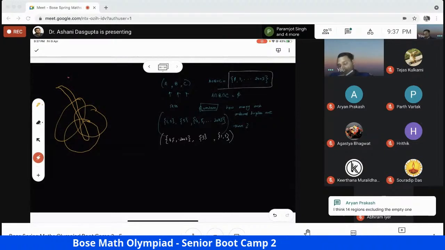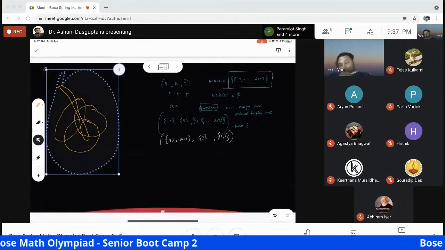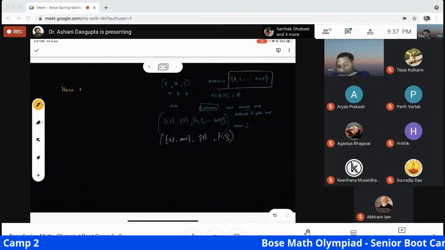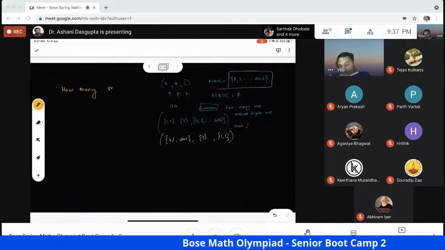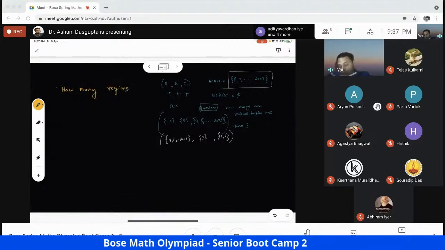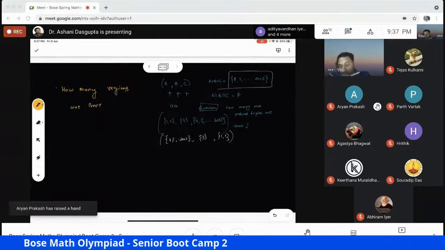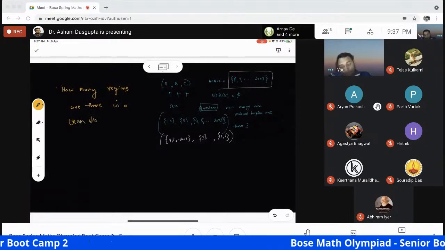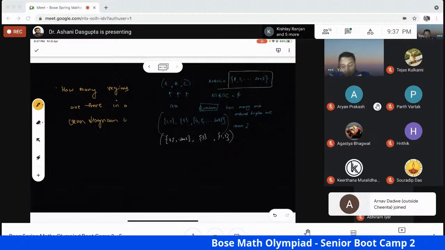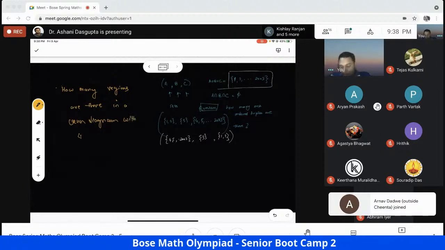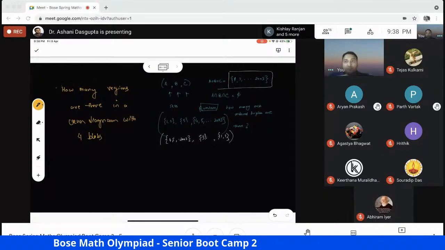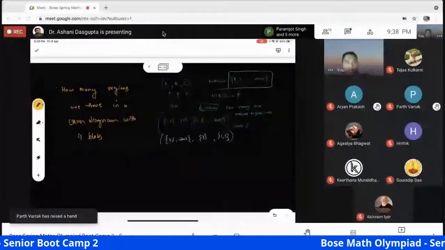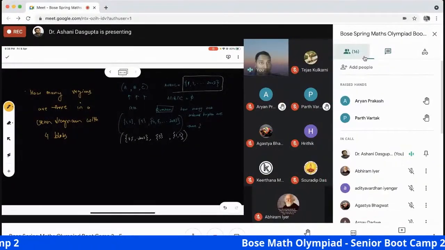Let's remove this. How many regions are there in a Venn diagram with 4 blobs? Okay, so we are getting some answers. Parth is raising the hand. Okay, Parth, go ahead.